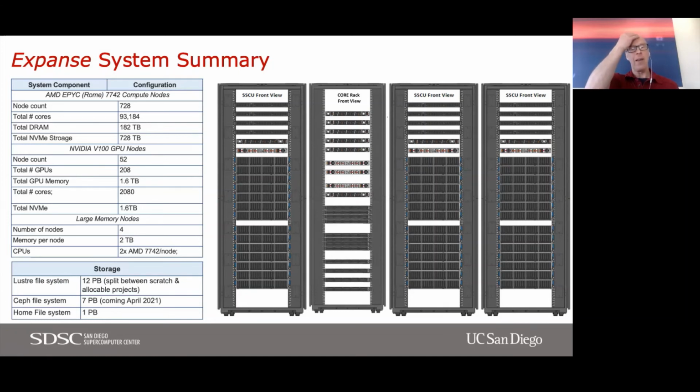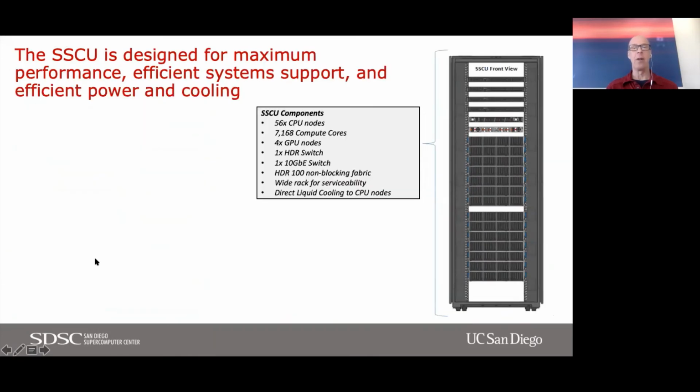We also have 52 GPU nodes. Each of those nodes has 4 GPUs, so a total of 208 GPUs. A lot of GPU memory. Again, those GPU nodes also have local NVMe. And then we also have a small number, 4 of these large memory nodes, each with 2 terabytes of memory. And I mentioned this earlier, the 12 petabytes of Lustre parallel file system, another 7 petabytes of Ceph, and 1 petabyte of home file storage.